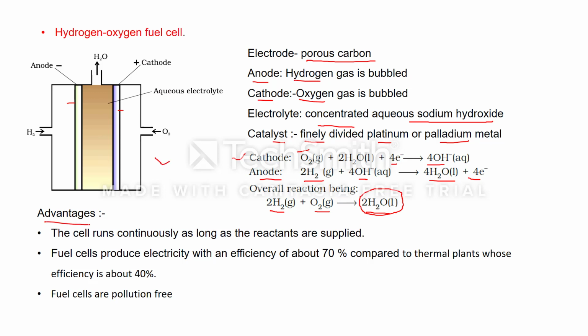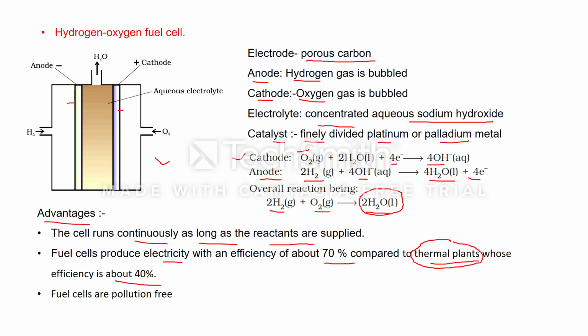What are the advantages of this hydrogen oxygen fuel cell? Or simply the fuel cells. The cell runs continuously as long as the reactants are supplied. Fuel cells produce electricity with an efficiency of about 70% compared to the thermal plants, whose efficiency is about 40%. Actually, this is thermal plants. This is the conventional mode to produce electricity.